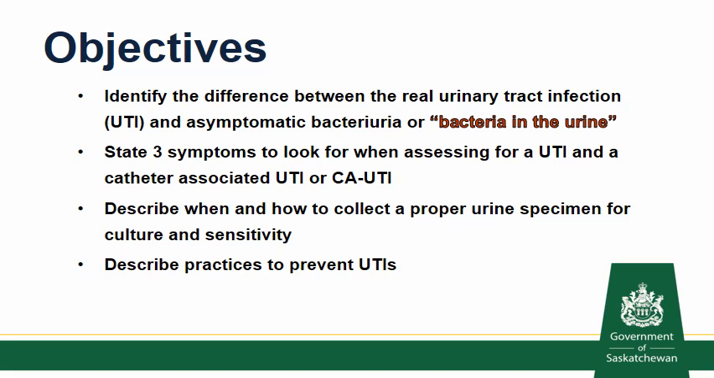The objectives of this presentation will be to identify the difference between a real urinary tract infection and asymptomatic bacteriuria, which means bacteria in the urine with no signs or symptoms of infection. To be able to state 3 symptoms to look for when assessing for a urinary tract infection or a catheter-associated UTI or CAUTI, and be able to describe when and how to collect a proper urine specimen for culture and sensitivity, and to be able to describe practices that will help prevent or reduce the incidence of urinary tract infections.